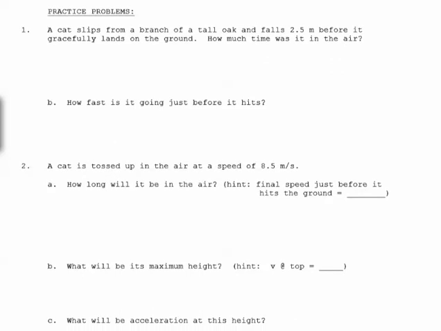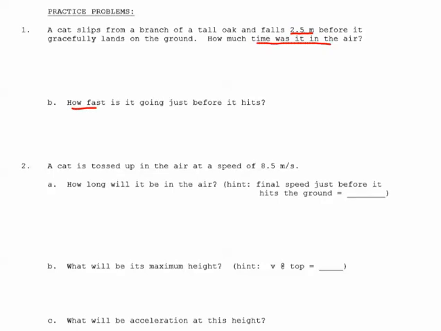All right, so the simple one is an object falling a certain height. So in this case, we have a cat slips, falls a height of 2.5 meters, and we want to know how much time it was in the air. And then we can ask how fast it is going just before it hits the ground. It doesn't matter which order we do these in. We can do them in any order. The point is we want to use our problem-solving strategies to solve this.